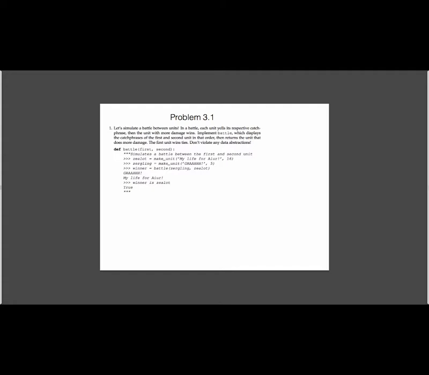So this problem is asking us to simulate a battle between two StarCraft units, or two units that we've created. In each battle, a unit yells its respective catchphrase. So in this case, we have a Zealot fighting a Zergling. The Zealot has the catchphrase, my life for Aiur, and a damage of 16. And the Zergling has a catchphrase, grah, and a damage of 5. So when we call battle with Zergling and Zealot, each of them is going to yell their catchphrase. And then whoever is the winner is going to be passed back as an object, in this case set into the variable winner.